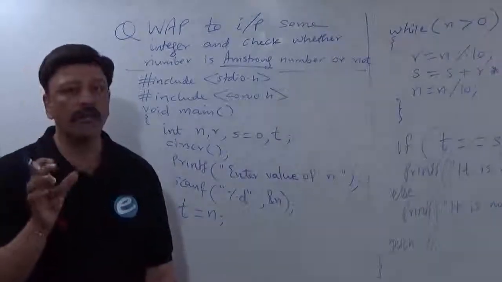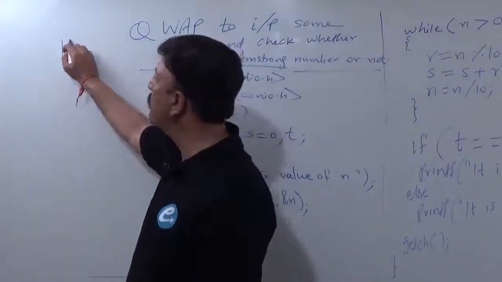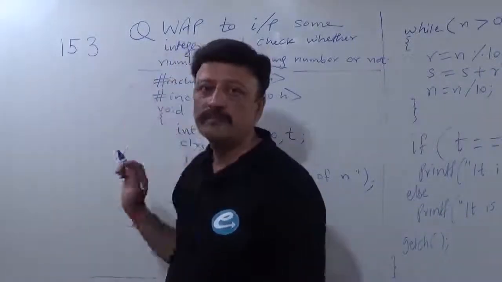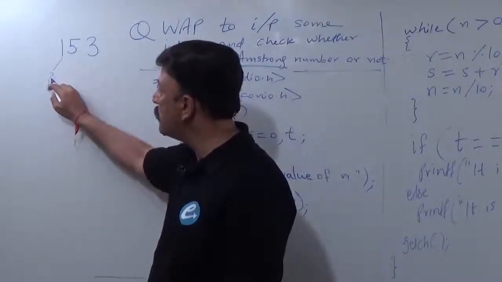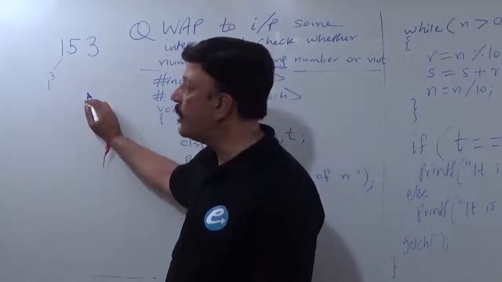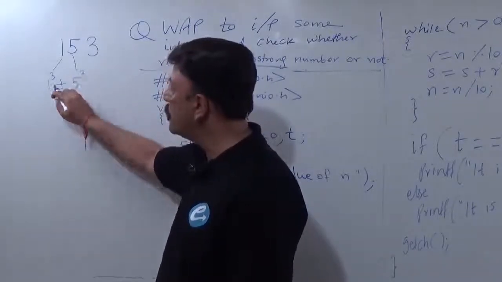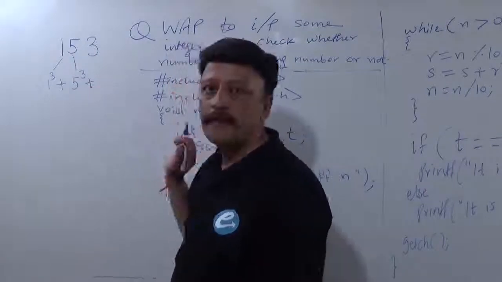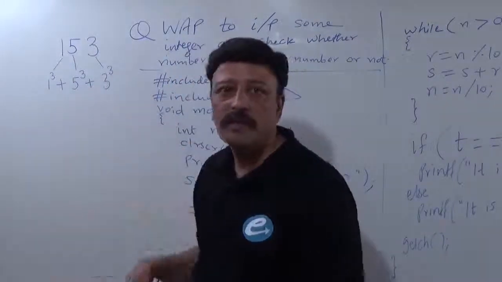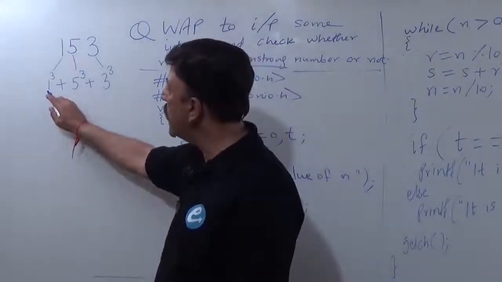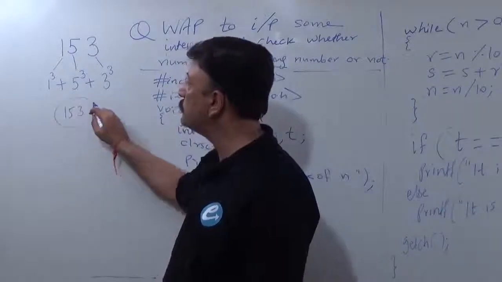See, if you take a number like, let's say, 153, and you take the individual digits of this number and cube them. So 1 cube, then you add it to the cube of the next digit. So 1 cube plus 5 cube plus 3 cube, and add them. Then if you find the addition of these cubes, you will get 153 itself.